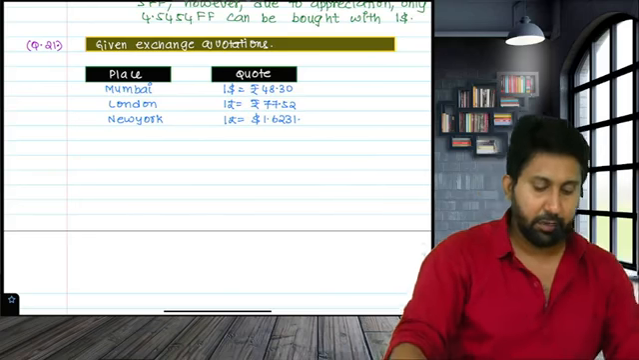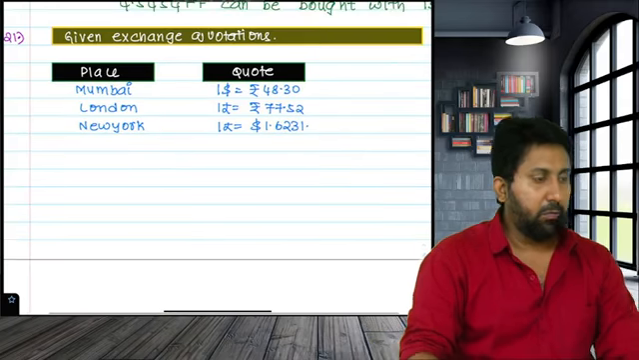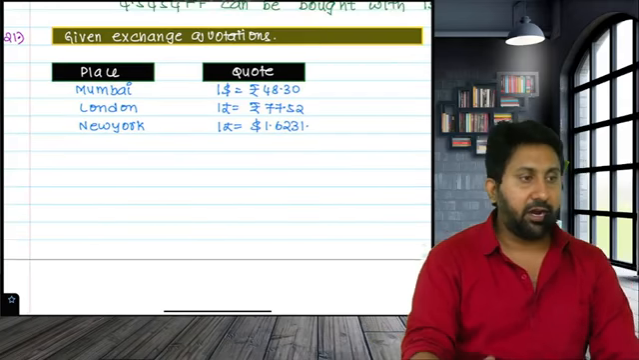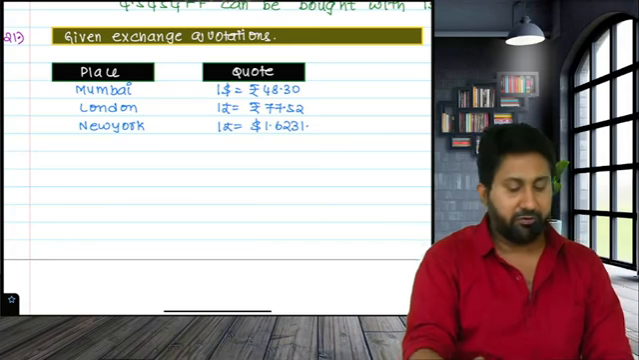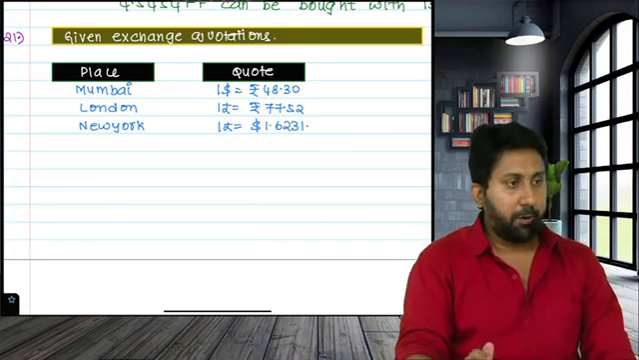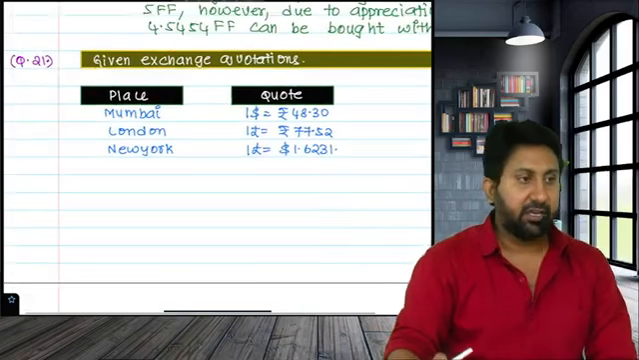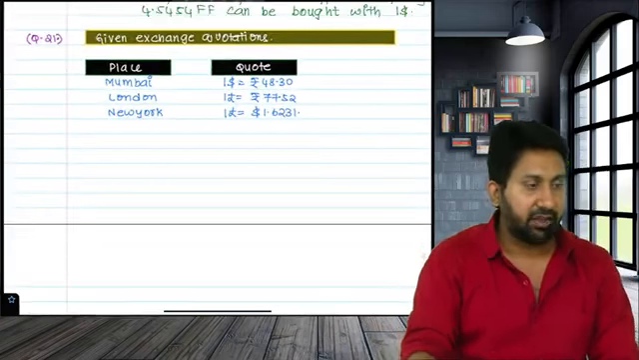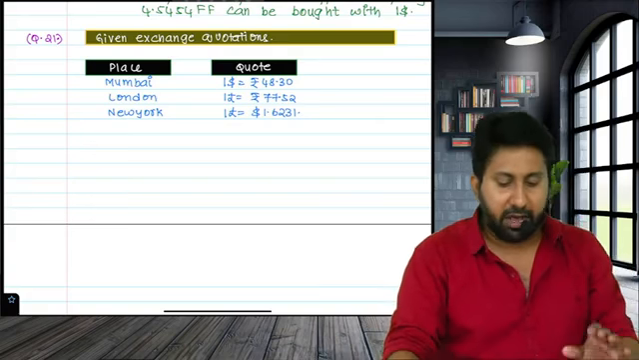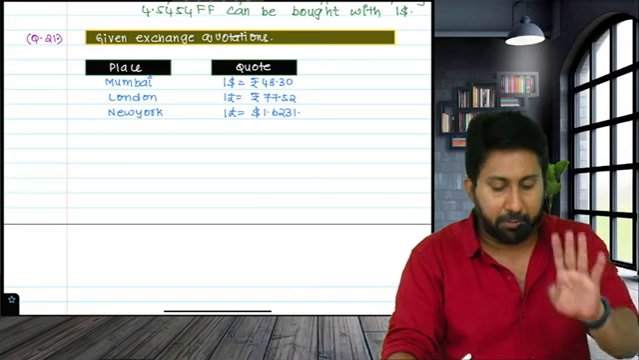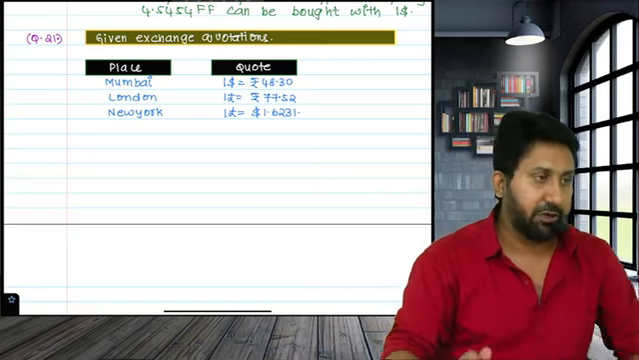So see here, I have written the quotations. In Mumbai, $1 is traded at 48.3. In London, £1 is traded at 77.52. In New York, £1 is getting traded at $1.6231. These are the three exchange quotations that are available in the market. Now listen carefully. In the Mumbai market this is the rate, in the London market £1 equals that, and the New York market also trades. First write down the quotations. I will tell you what to do.